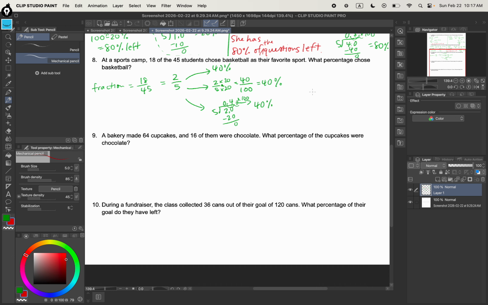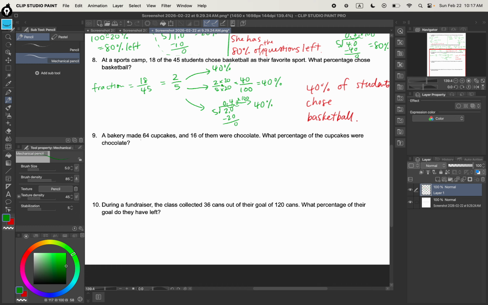So I say 40% of students chose basketball. Okay, there we go. Number 9.